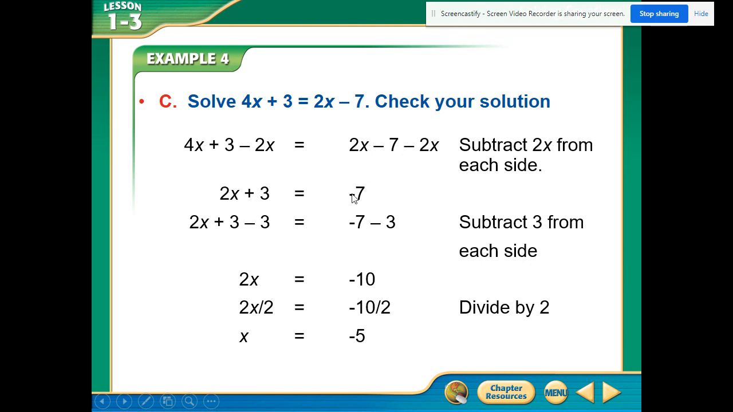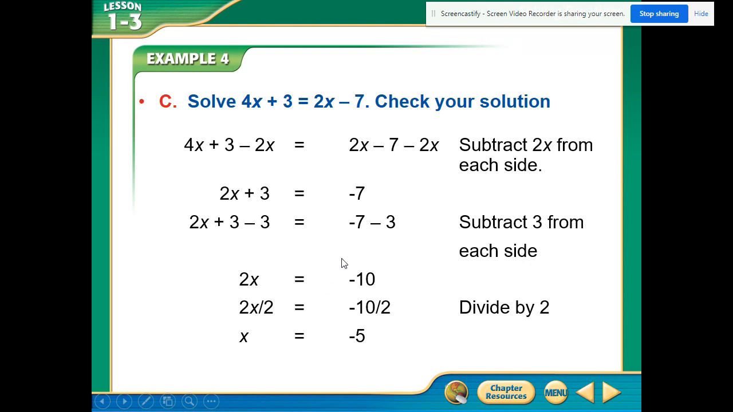And then once we've got it at this point, it's just like the problem we just got done doing. Get rid of this plus 3, which is a minus 3. So 2x equals negative 10. And then we've got to get rid of the 2 in front of the x. So we do 2 divided by 2, and negative 10 divided by 2. So x equals negative 5.